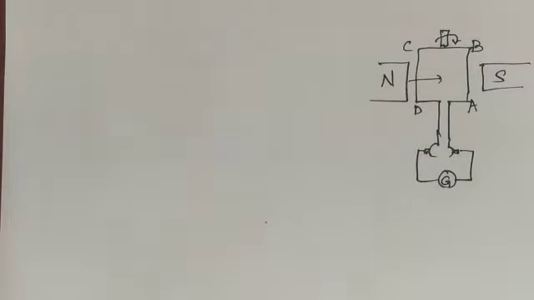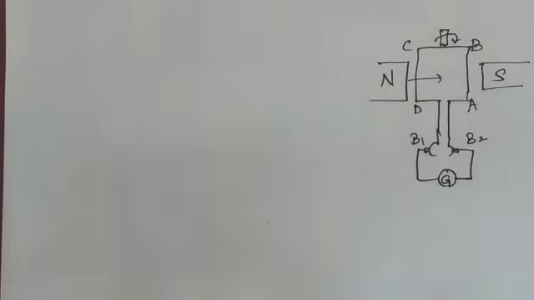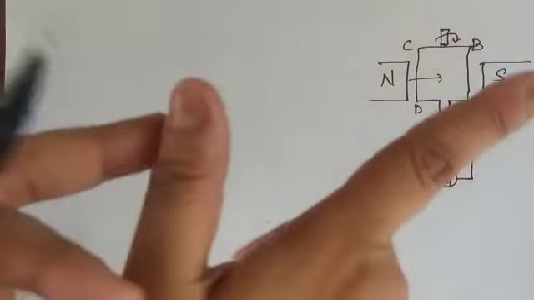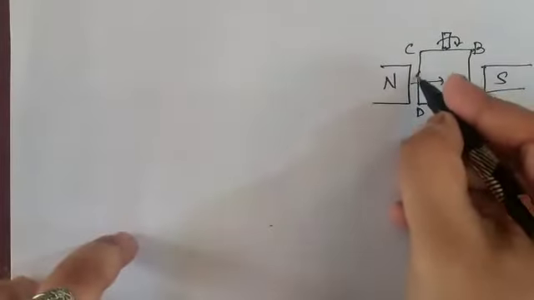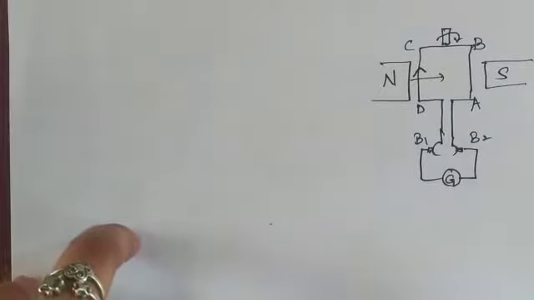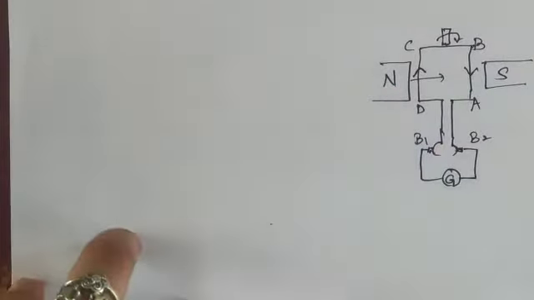Now we have to see in which direction the current flows here. This one I'll consider as brush B1 itself and this as brush B2 itself. You can see the same principle is used: clockwise rotation, magnetic field lines and direction of current. So here the current will flow from C to D, and the current from A to B will be flowing in this direction.